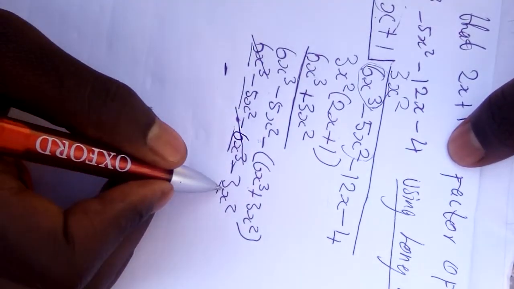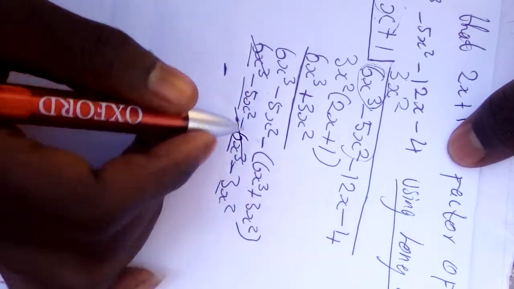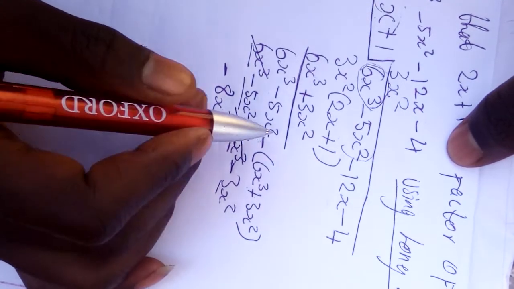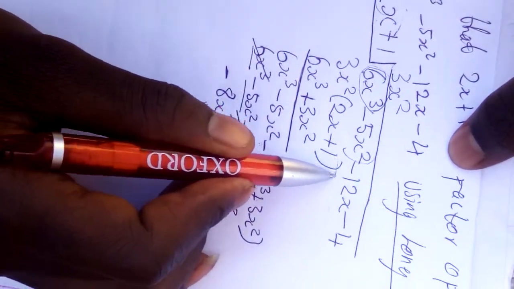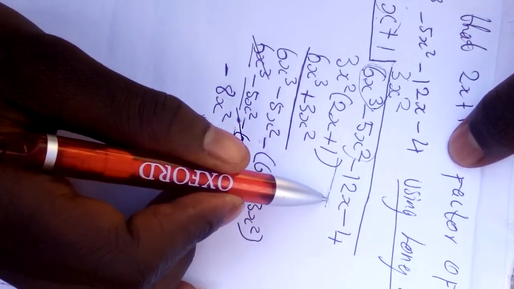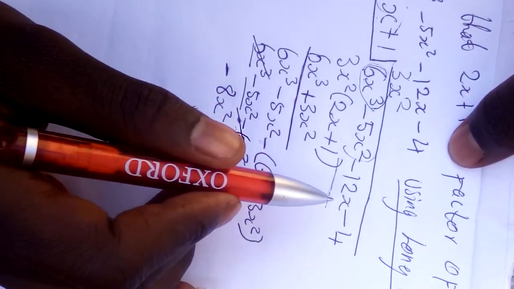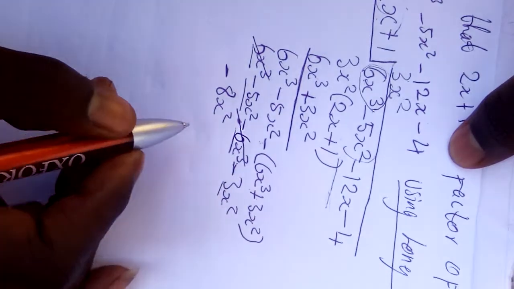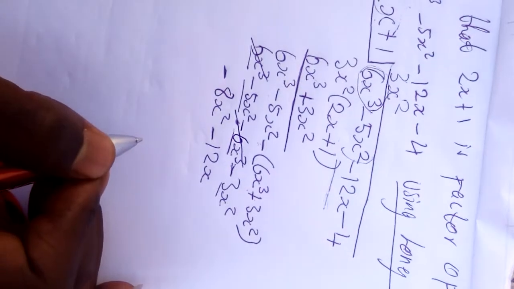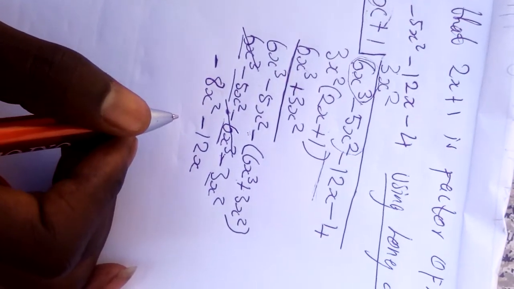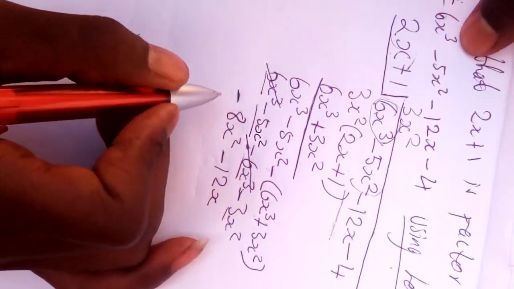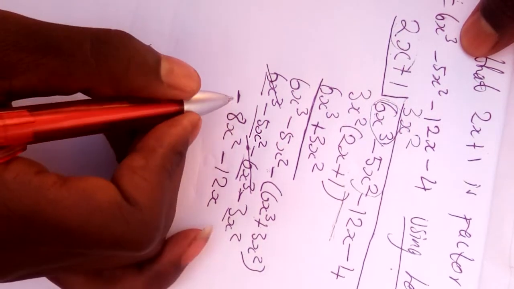Then we add these numbers. 5 plus 3 is 8. It's 8x squared. Then we bring down negative 12x. We bring down negative 12x here. We are going to have negative 12x. Then from here, okay. From here, we have minus 8x squared minus 12x.